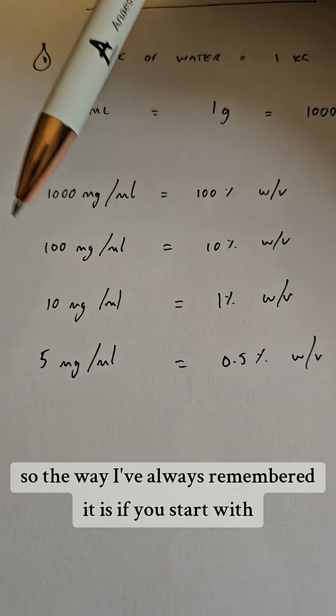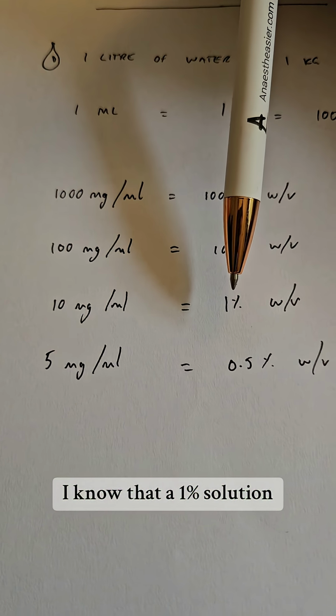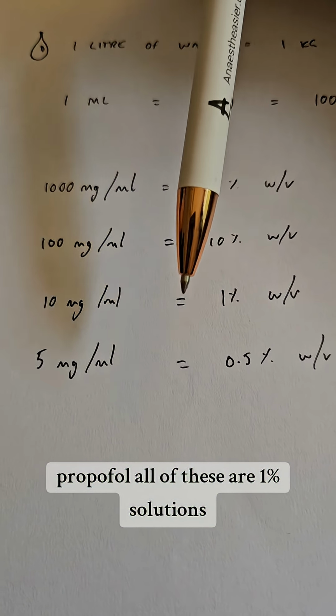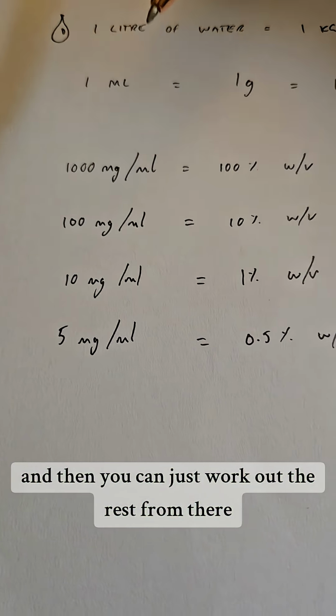So the way I've always remembered it is, I know that a 1% solution, so my lidocaine, my rocuronium, ketamine, propofol, all of these are 1% solutions, and I know they have 10 milligrams per mil, and then you can just work out the rest from there.